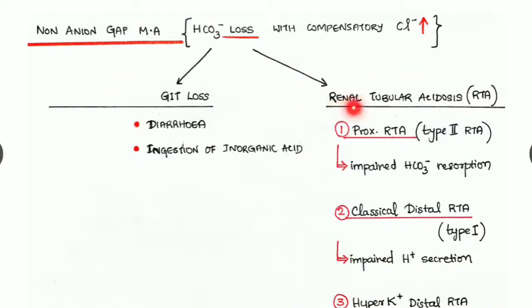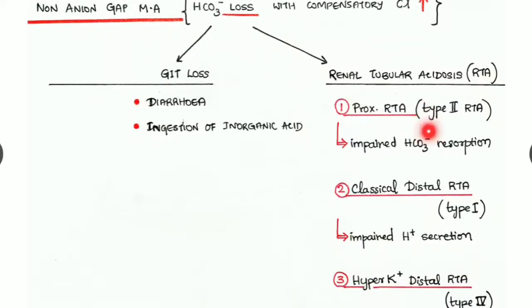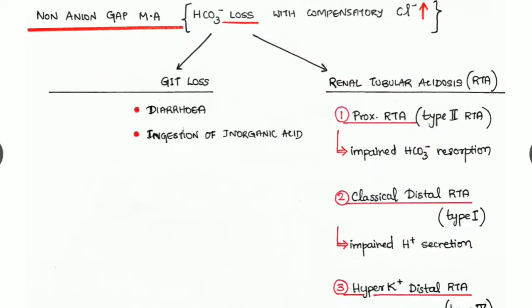The second cause is regarding the renal system. It is renal tubular acidosis, RTA. Why is it occurring? It can be of three types. First one, proximal renal tubular acidosis. It is the type 2 renal tubular acidosis. What is happening there? There is impaired bicarbonate reabsorption. So due to this impaired bicarbonate reabsorption, the alkaline nature of the blood is suppressed. Thus, it becomes more acidic in nature.